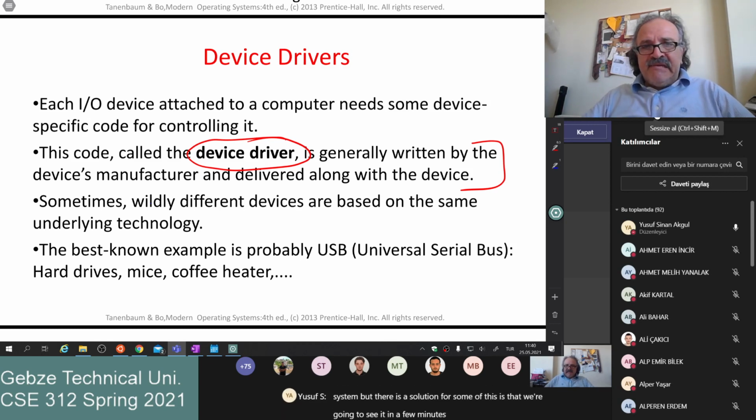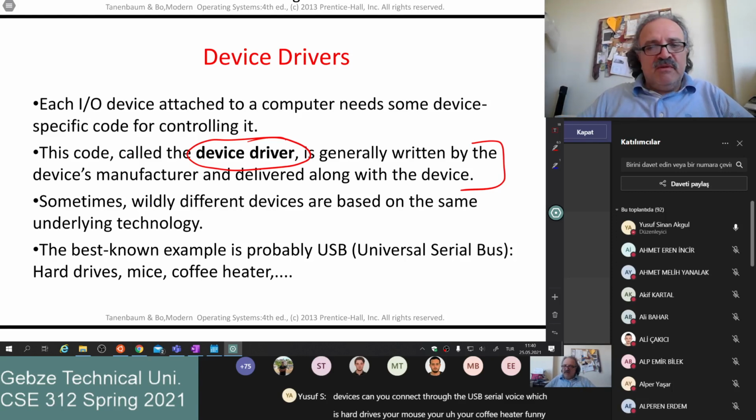Device drivers are many because devices are many, but some of the device drivers are very big, very complicated. For example, the USB, universal serial bus, device driver. What kind of devices can you connect through the USB? It is hard drives, your mouse, your coffee heater, a funny USB device, but it exists, right? So they all have to be handled by this USB device driver, and it makes it complicated, but it is very useful for the end users.